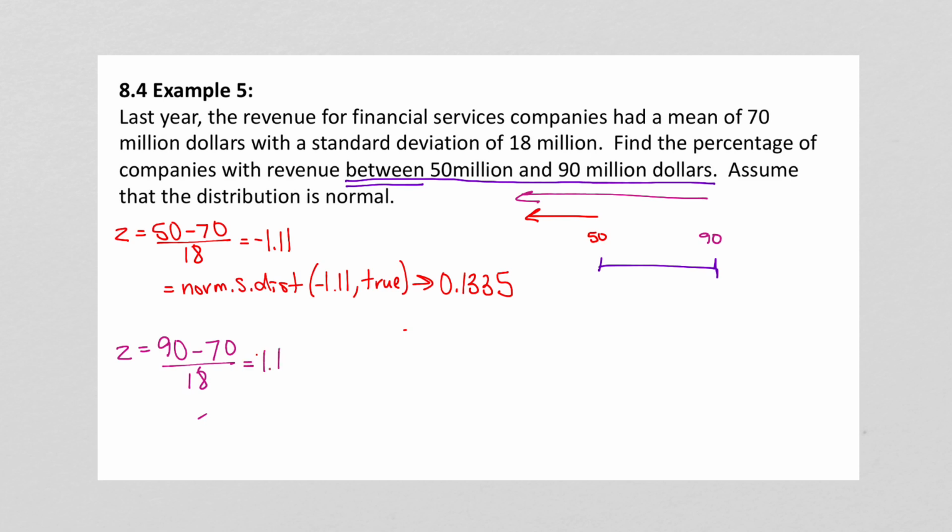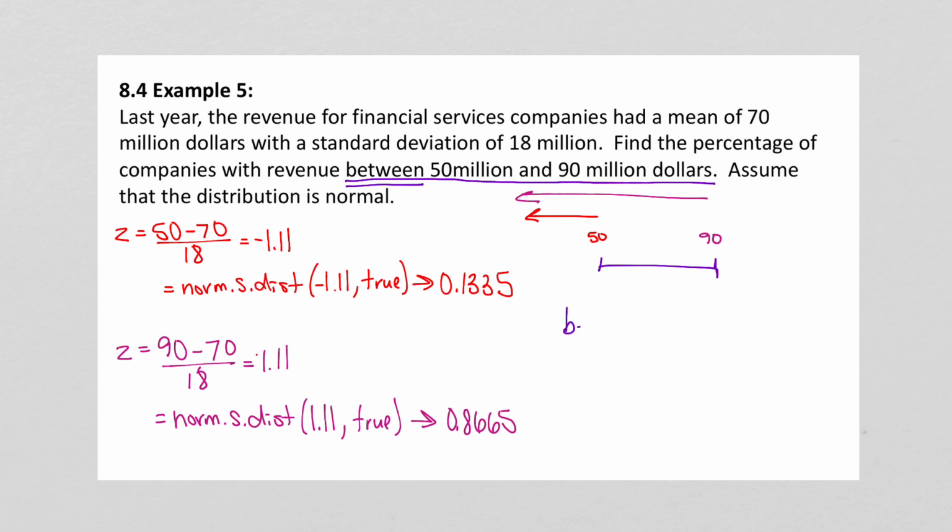Then we find the z-score for the data value of 90. That's positive 1.11. Equals norm.s.dist, positive 1.11, comma true, 0.8665.